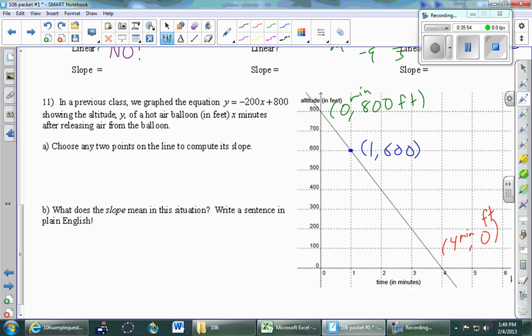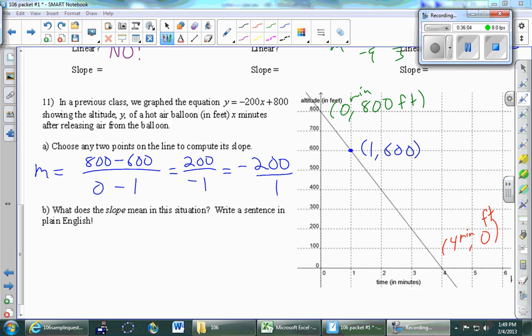And you have lots of freedom in terms of picking points, but pick points that are on the grid. You want something that's on the line that's also on the grid. The slope I got was negative 200. Agree?